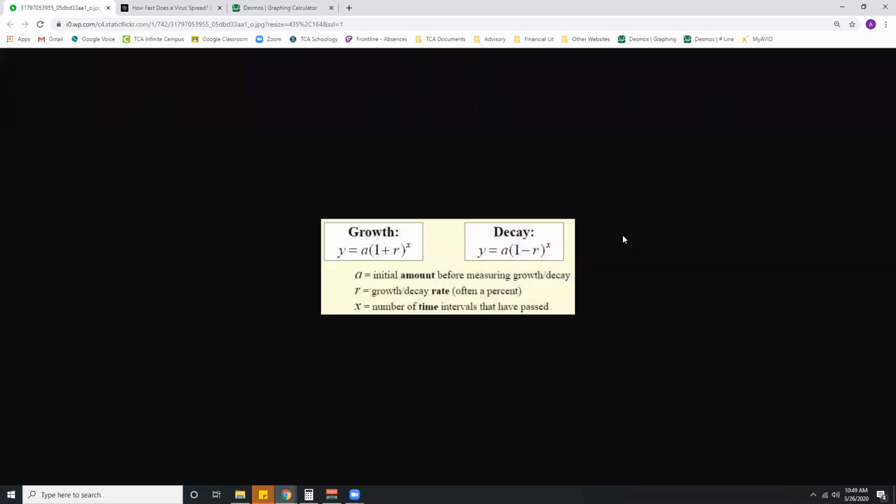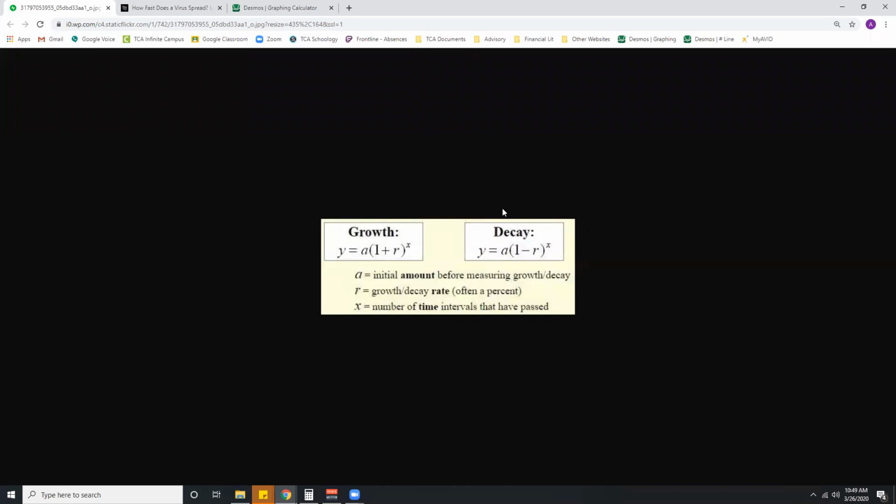Before we took a break from school, we were looking at exponential growth and exponential decay. Both of these functions are very similar in terms of how they're set up. I've got growth over here and I've got decay over here. A represents the initial amount, so that's the amount that you start with. R is going to be your either growth or decay rate.